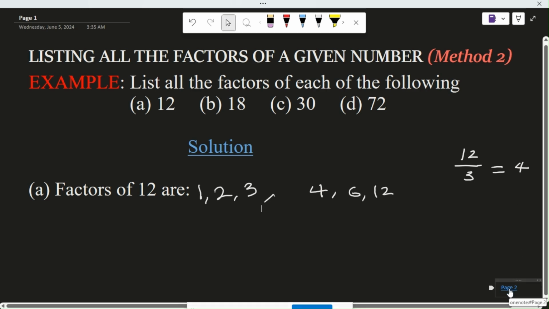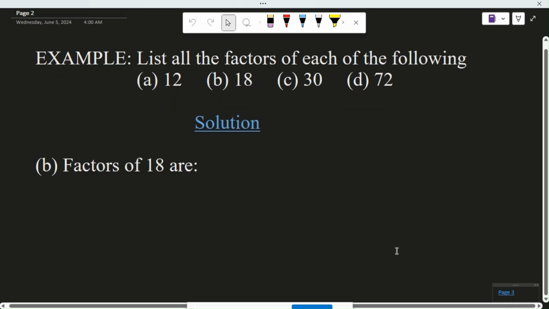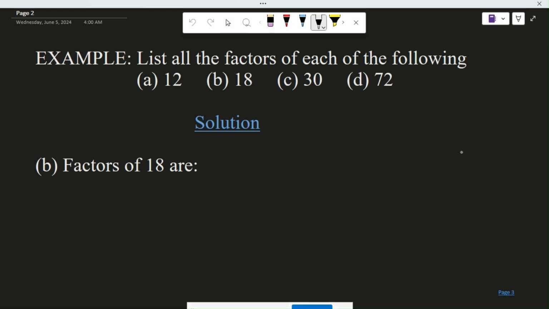Let's move on to B, which is 18. As we did at first, we are going to do the same thing now. We will start dividing 18. We start from 1. So, 18 divided by 1. Our answer will be 18. So I'll write 1 that I used to divide, then I'll also keep here my outcome, which is 18.